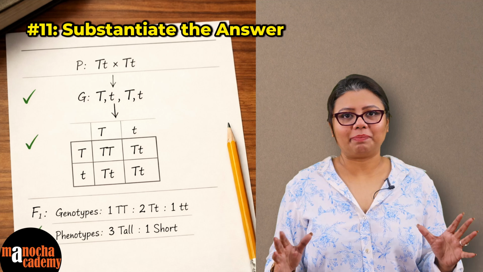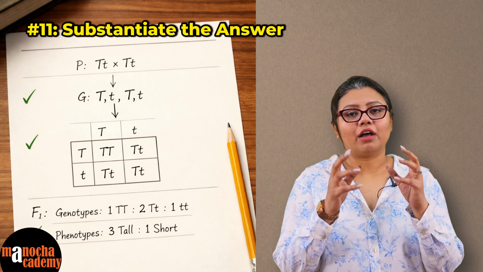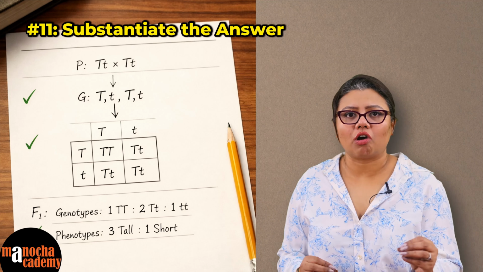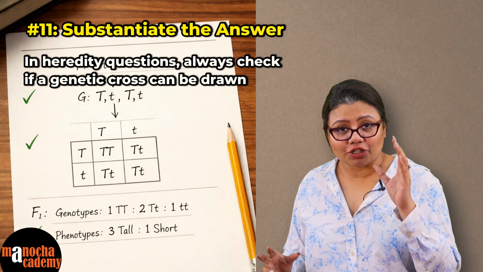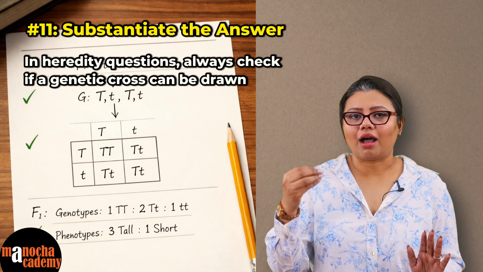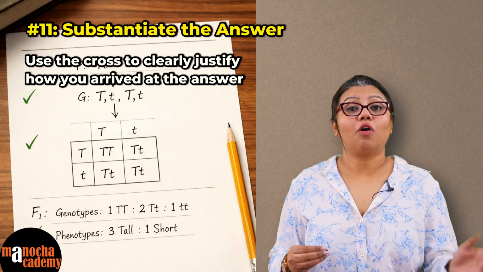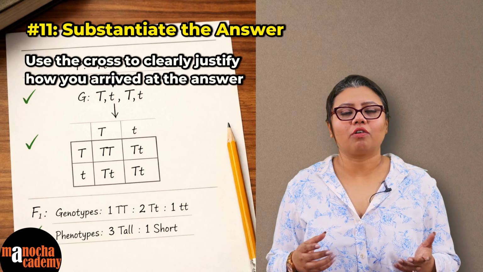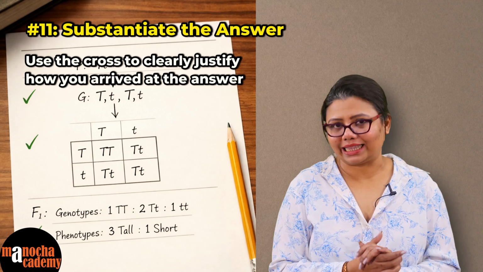And last, tip number 11, whenever you have a question on heredity and there is a cross that can be done, even if it is not asked for, show the cross. Please ensure that not only the answer is there in your script. You have also substantiated your answer with a cross which shows how you arrived at that answer.